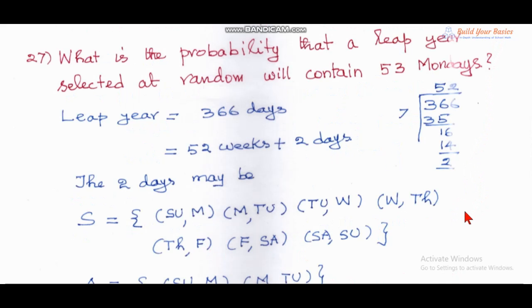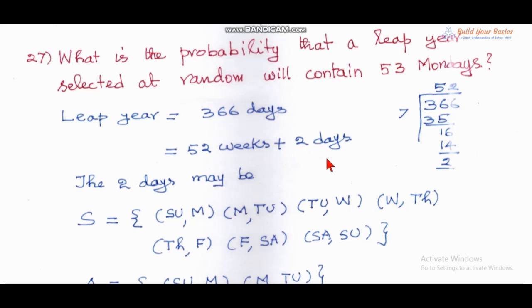Question number 27. What is the probability that a leap year selected at random will contain 53 Mondays? Leap year consists of 366 days. Divide 366 by 7, getting quotient 52 and remainder 2. So a leap year having 366 days consists of 52 completed weeks plus 2 extra days.